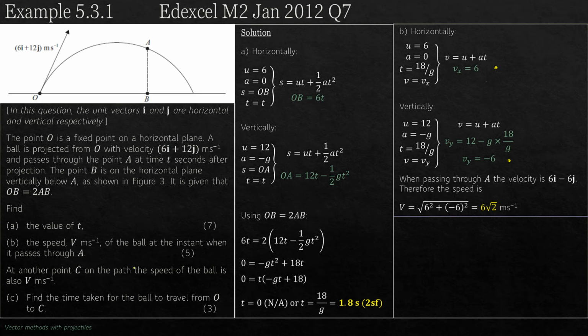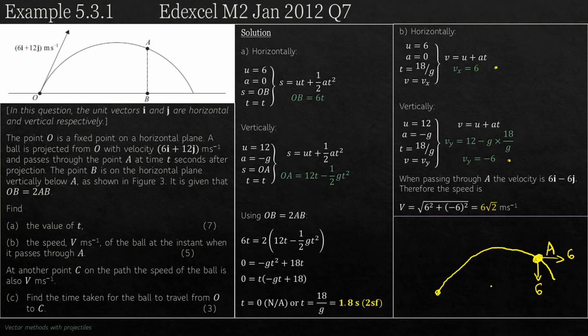In part c, there's another point on the path where the speed is also capital V. Capital V is what we've just found. So there's another point where the speed is also 6 root 2 meters per second. We want to find the time taken for the ball to travel from O to that point. Imagine this journey. We just found at the point A, it's moving horizontally at 6 meters per second and vertically down at 6 meters per second.